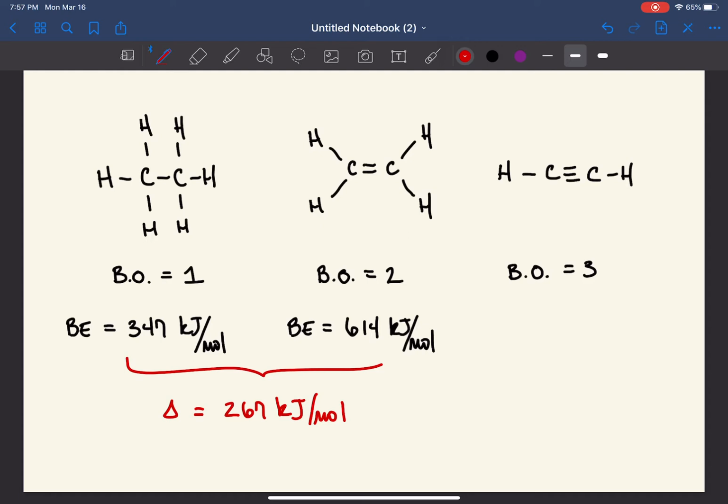And there's a couple reasons for this, but the main one is that a single bond is a sigma bond, and then a double bond is a sigma bond and a pi bond. So what this is showing us is that a pi bond is not the same strength as a sigma bond. And so if we go over here and we put the bond energy of a triple bond, we would find that it's going to be 839 kilojoules per mole.